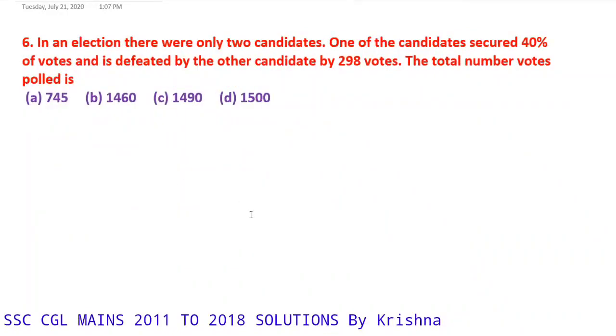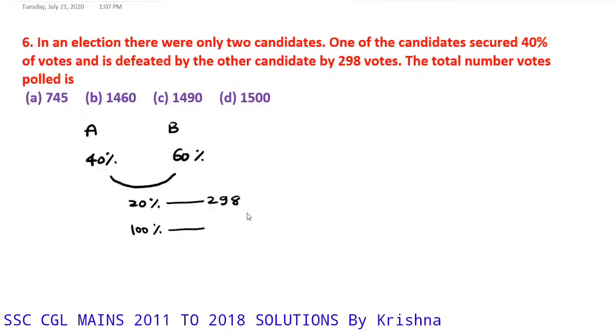In an election, there were only two candidates. One candidate secured 40% of votes and is defeated by other candidate by 298 votes. Total votes polled is. So here candidate A secured 40% of votes and candidate B secured 60% of votes. So here candidate B is getting 20% more votes, and that 20% in question is given as 298 votes. So total votes polled will be 100%. So 100% of votes polled will be equivalent to 1490.